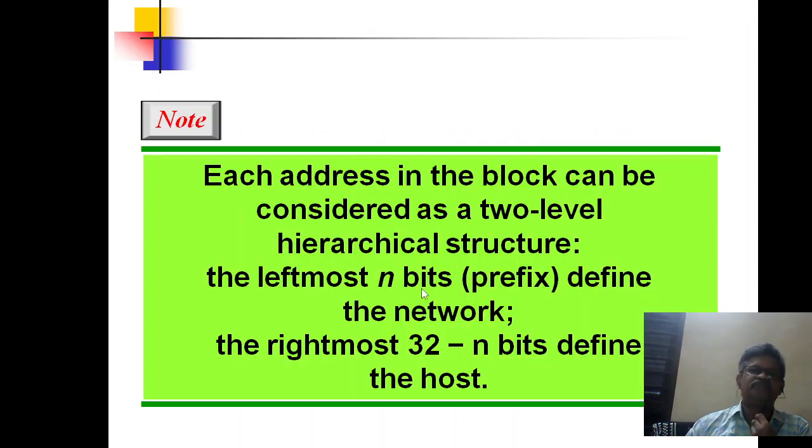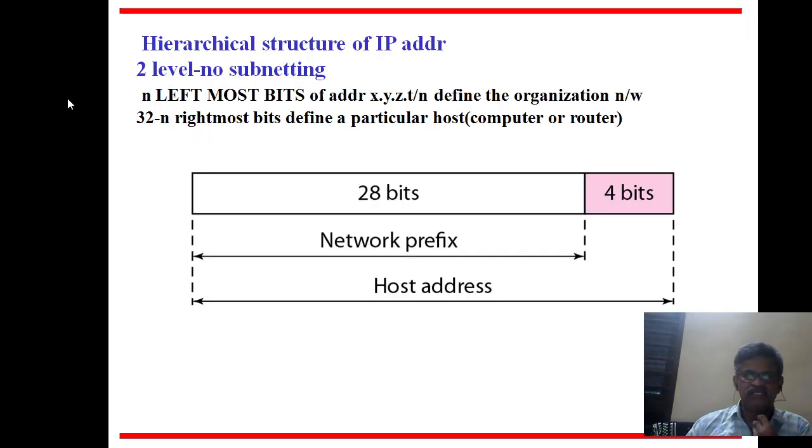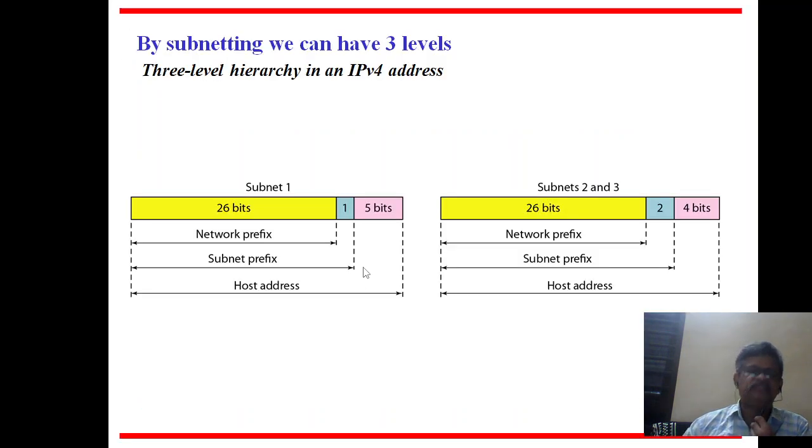So we will see one example. Each address in the block can be considered as a two-level hierarchical structure. The leftmost n bits define the network and the rightmost 32 minus n bits define the host. That is this hierarchical structure of the IP address. Two levels without subnetting. When you have subnetting, there will be variation. See this, by subnetting we will add bits. We will see an example.